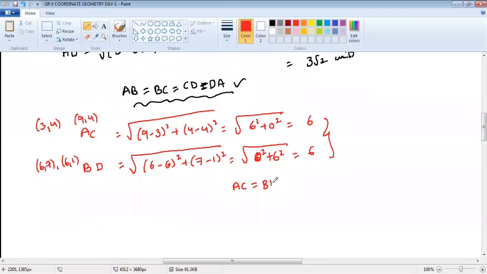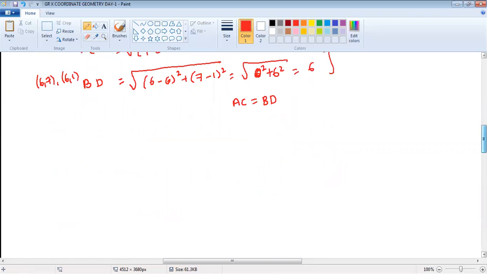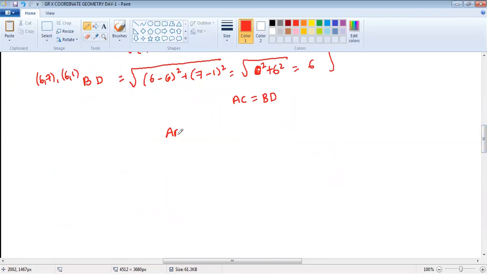They are also equal. So in a quadrilateral, if all the sides are equal and as well as the diagonals also equal, then we can conclude that the given quadrilateral is a rhombus. Is a rhombus, sorry, is a square, because the diagonals are also equal. If the diagonals are not equal, then we can say that it is a rhombus. But here diagonals are equal, so then it is a square. Do you understand, ma?